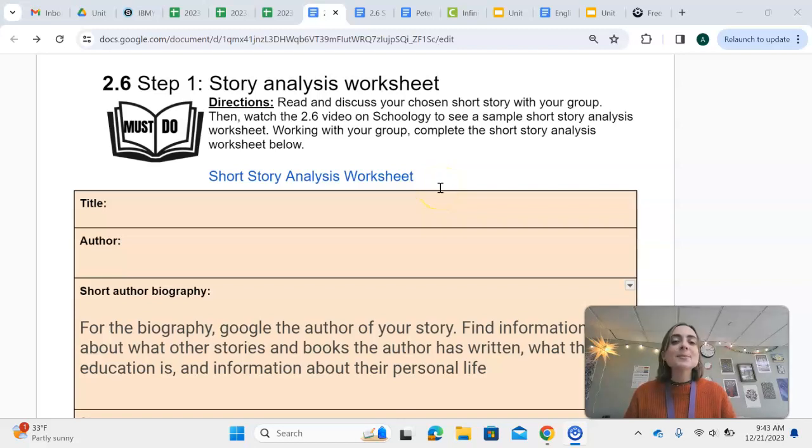Hi everyone! At this point you should have finished reading the short story that your group chose to read in 2.6, and that means that you are ready to start working on the story analysis worksheet in your packet. This is 2.6 step 1. In this video I'm going to walk you through exactly how to fill out this worksheet and then show you an example of a worksheet that is already filled out.